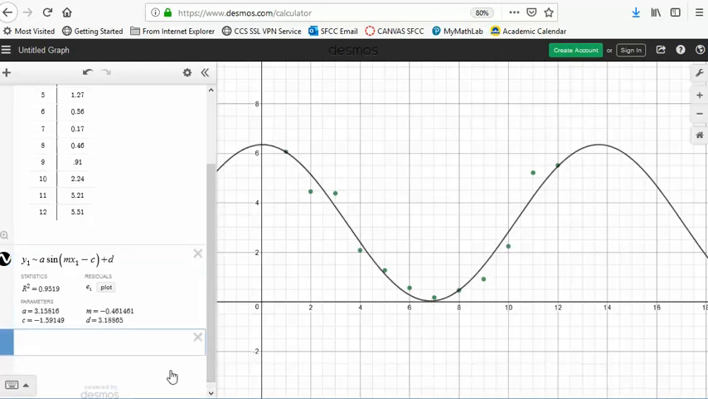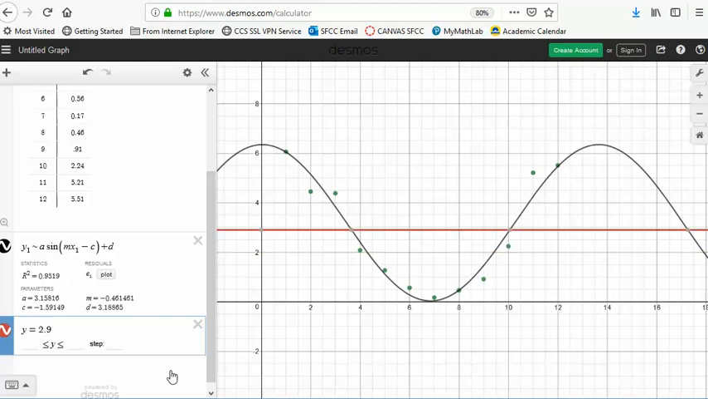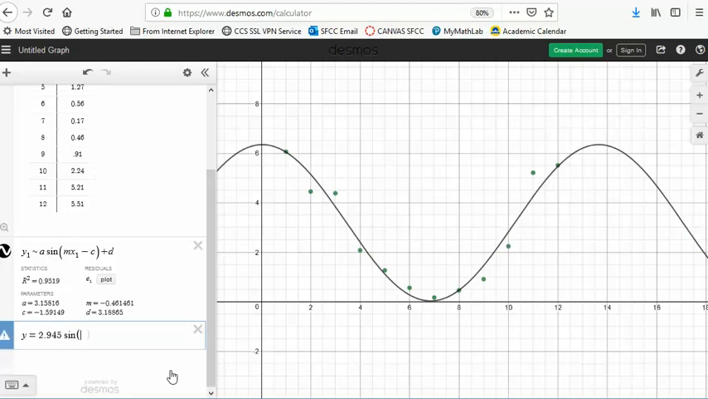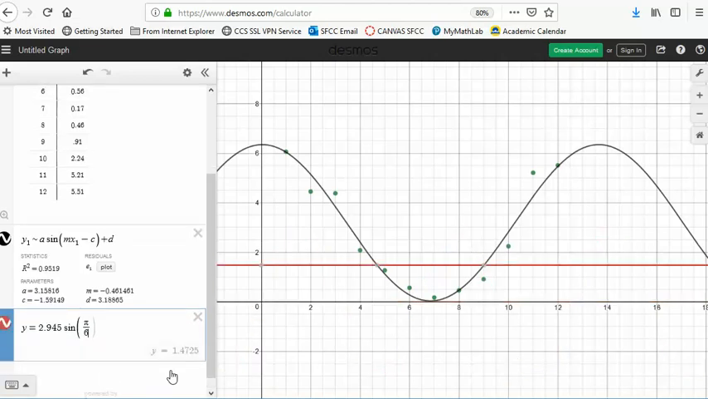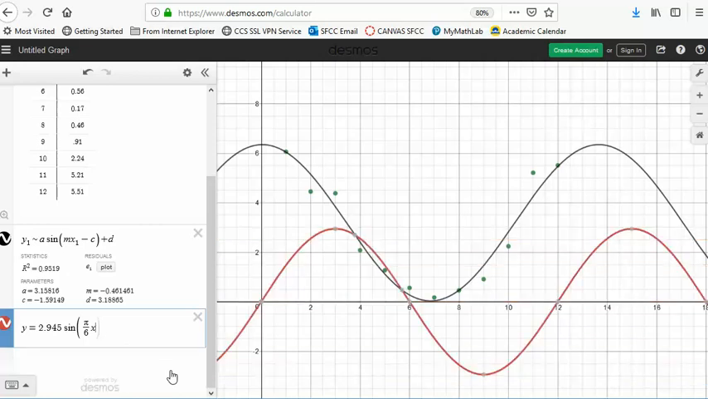Let's put our function in and see what it looks like. So remember, we got y equals, let's say our a value was 2.945 sine of, and then we got pi over 6. We could literally put in pi over 6 times x1. Now, whoa, that's a mess. Interesting. Oh, no, I don't want x1. Sorry, just x, right? We're not referring to the table.